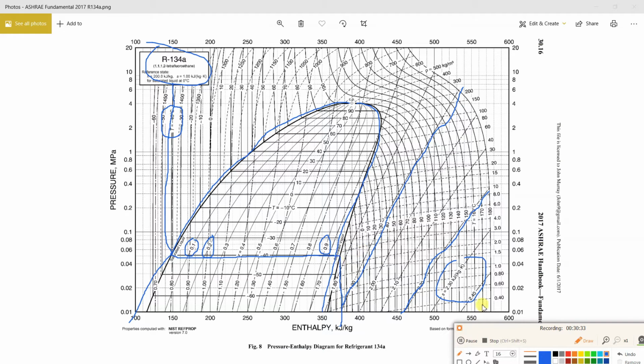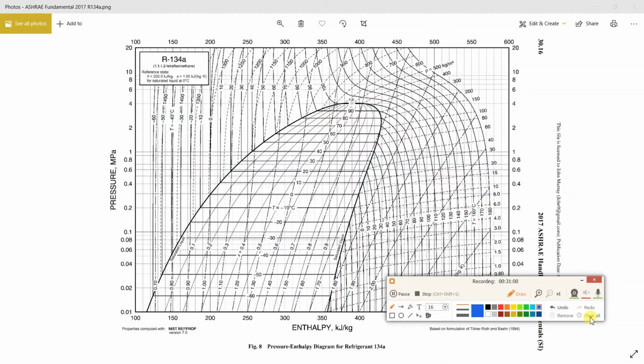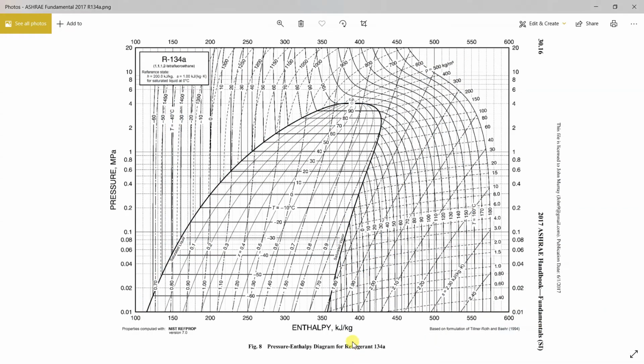Now next, if you see these dotted lines, these hidden lines, these are constant density curves. Here you can see 0.4, 0.6. So these are constant density curves, with units of kg per meter cube. Based on this, we'll see one more pH chart now.